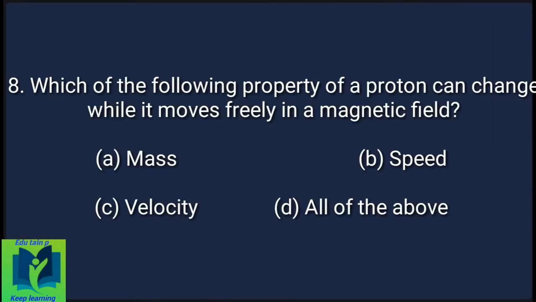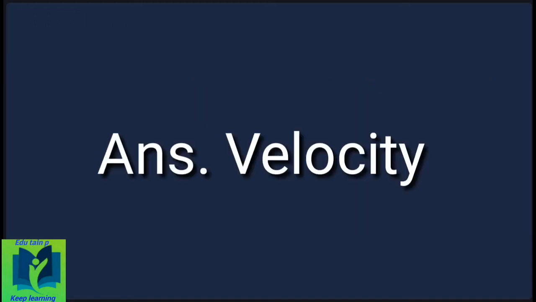Which of the following property of a proton can change while it moves freely in a magnetic field? Option A, mass. Option B, speed. Option C, velocity. Option D, all of the above. Velocity.